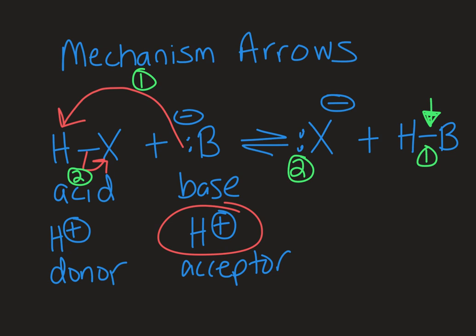Now, if we remember back to Gen Chem again, we can think about some relationships. So HX was our acid, X minus is our conjugate base. Remember that every acid has a conjugate base. B minus was my base, and so HB would be the conjugate acid. So this has been sort of a review of acid-base chemistry and then a look at how organic chemists might think about it.